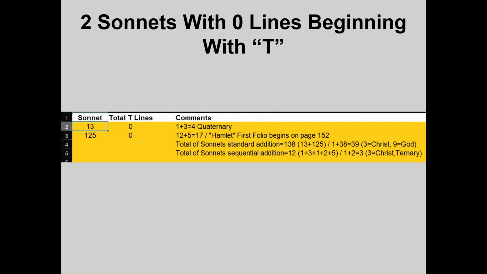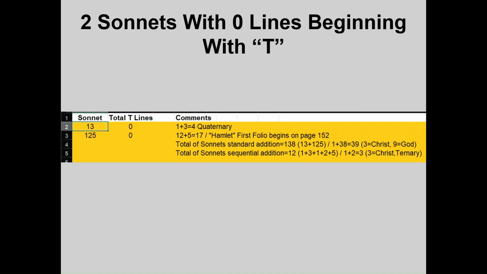So in this slide, we see that out of 154 sonnets, there are only 2, sonnets 13 and 125, that have no lines beginning with T. To the right, I show how these numbers reflect God, Oxford's geometric numbers, indicating his authorship, or both. So adding 13 and 125 with standard edition, we get 138. Then if we take that 138 and add 1 plus 38, we get to 39, 3 for the Trinity or Christ, and 9 for God.